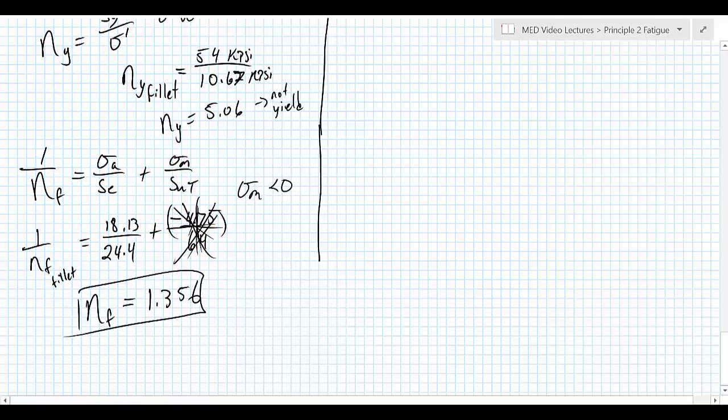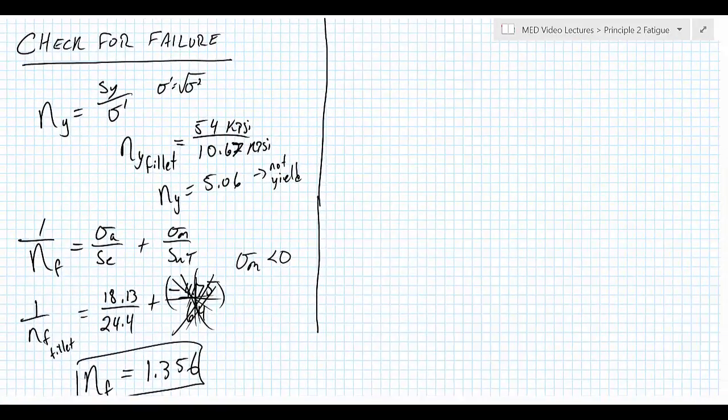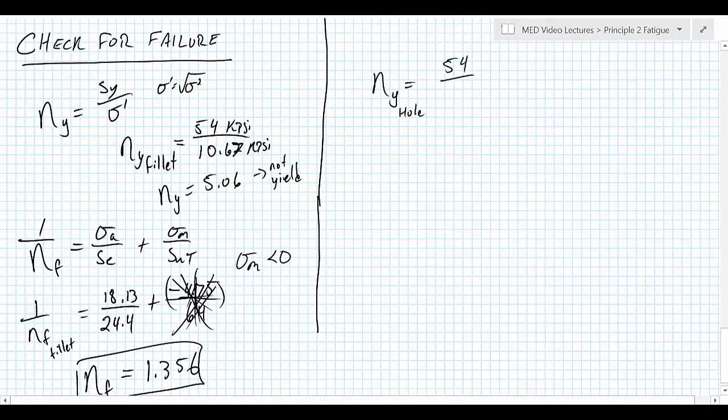All right. So it's either that or the hole. So we'll do the same process now for the hole. We can check for yielding at the hole using the same process, except now we have 54 kpsi divided by 10.32. Again, we can take that minimum, square it, take the square root of it. We basically get rid of the sign. And our yielding factor of safety is about the same, 5.32. So it also is not going to yield.